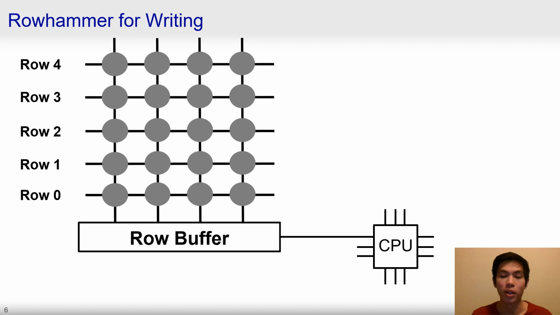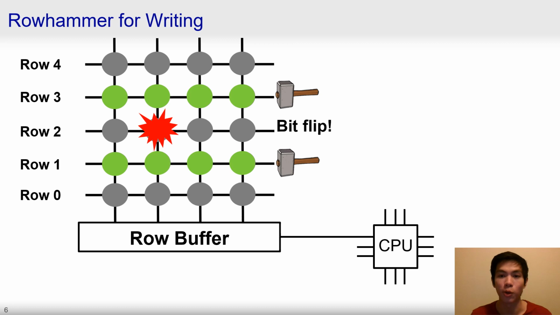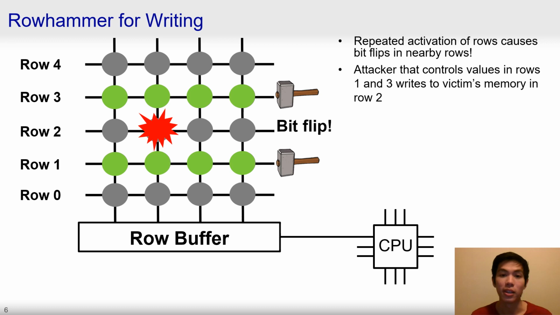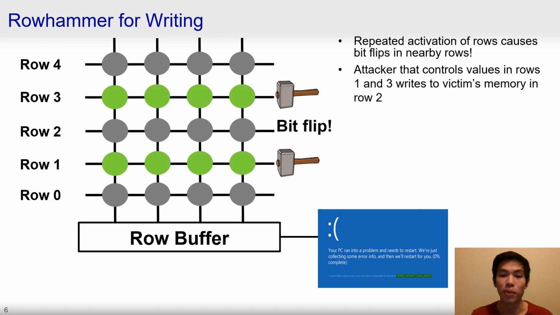First, we need to understand the Rowhammer effect and how to use it to write to another process's memory. It has been observed in prior research that if an attacker repeatedly triggers activations of rows 1 and 3 in rapid succession, it can induce bit flips in row 2 due to parasitic current draining charge from the capacitor storing the value in row 2. This is called the Rowhammer effect, and note that the bit flip occurs across security domains. This means that if an attacker has memory on rows 3 and 1, he can write to memory in row 2, which potentially belongs to another process.